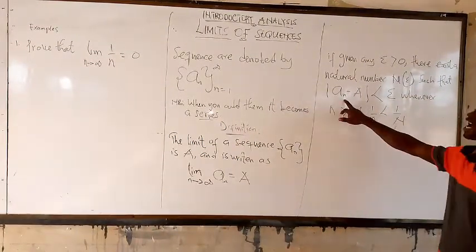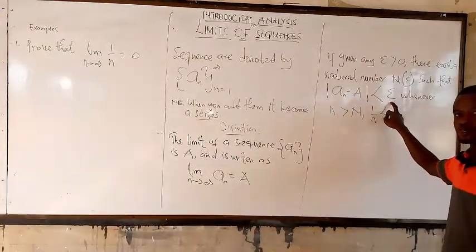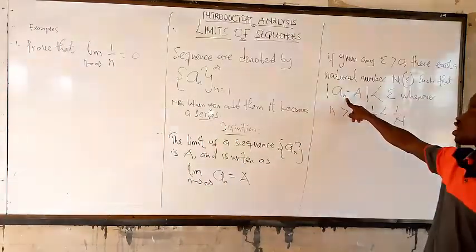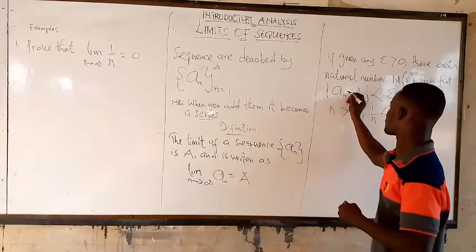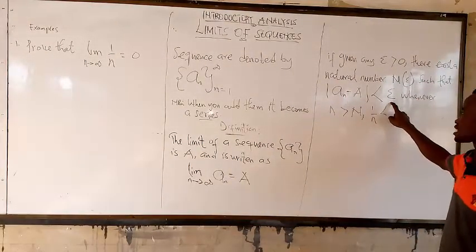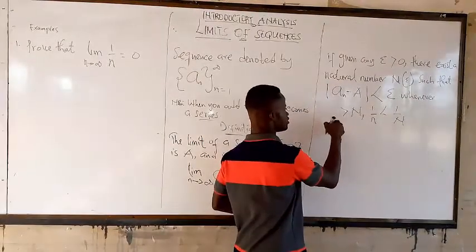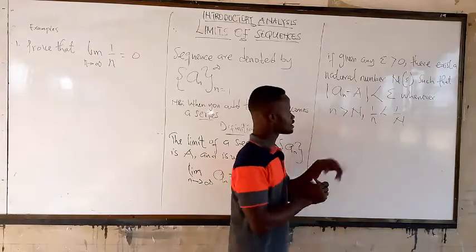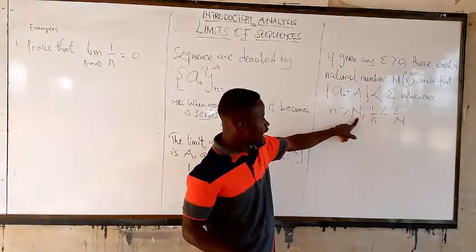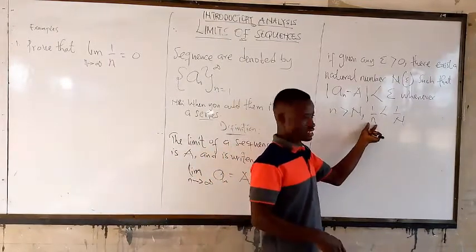such that the absolute value of a of n minus a is less than epsilon. What we mean is that when you set this to this side, you are going to get a of n minus a, and it's going to be less than epsilon, where small n is greater than the capital N. If small n is greater than the capital N, then that means that we can reduce this.